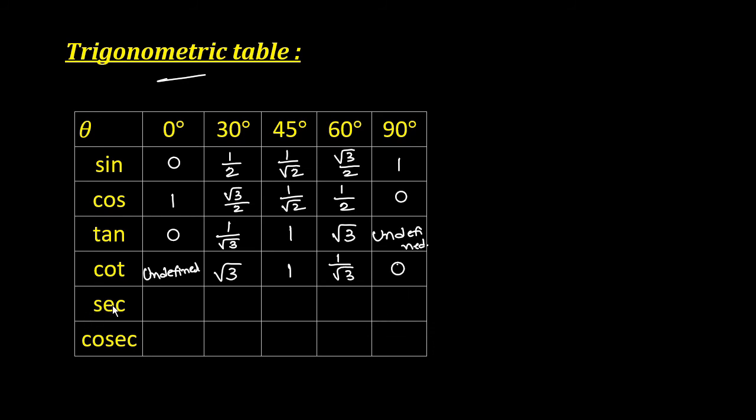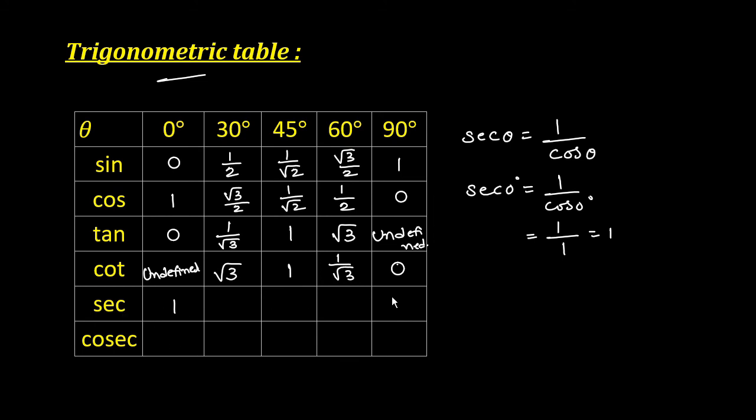Now we have to find out the values of secant. As we have already discussed, secant is the reciprocal of cos. So secant theta equals 1 by cos theta. Now I want to find out secant 0. Secant 0 is 1 by cos 0. 1 by cos 0 is 1 by 1. 1 by 1 is 1. So we'll write 1 here.